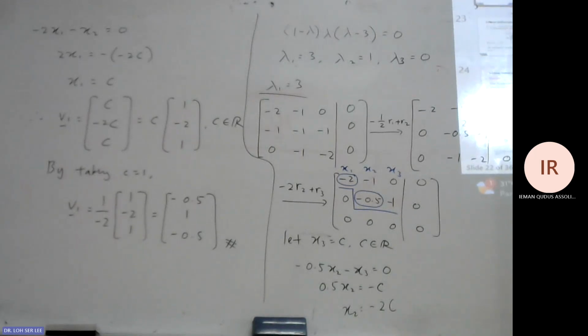Okay, whoever signed for your attendance. It's 1. Repeat the process by substituting lambda by 1.